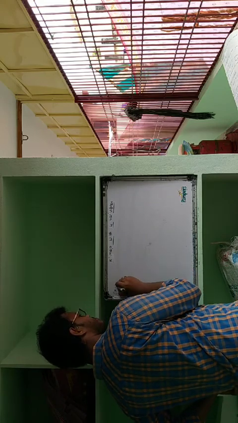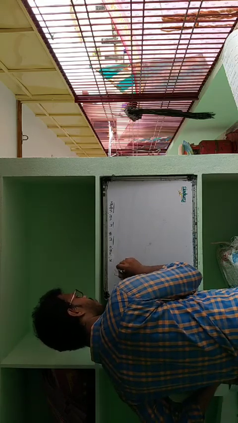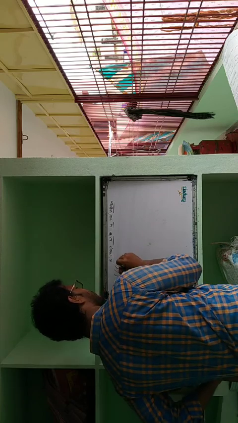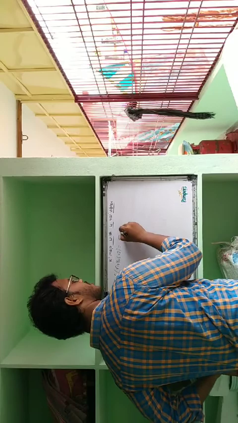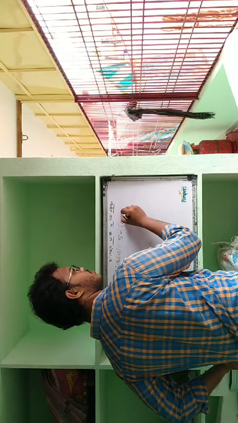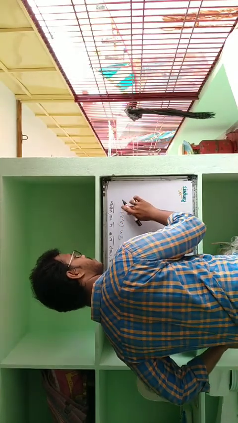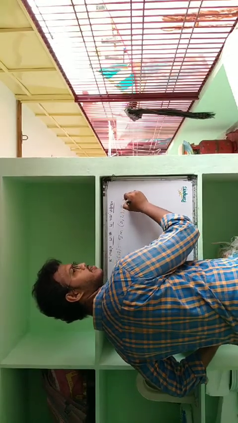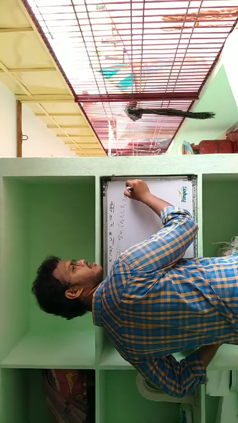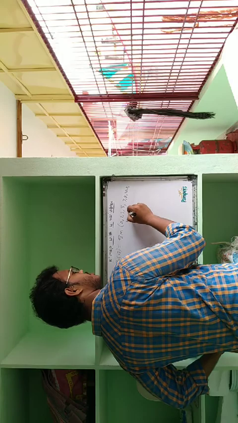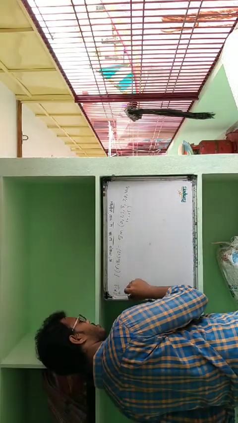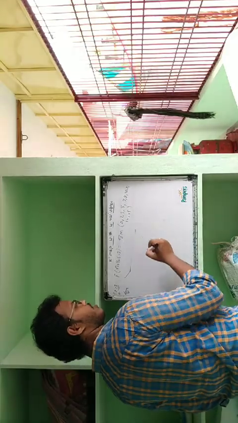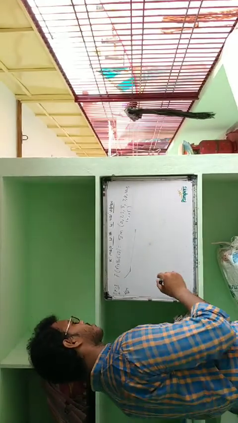Example 2 is, you have a function like this, summation of m 0, 2, 3, 5, 7, 8, 10, 11, 14, 15. Okay. Now I am directly going to the answer.